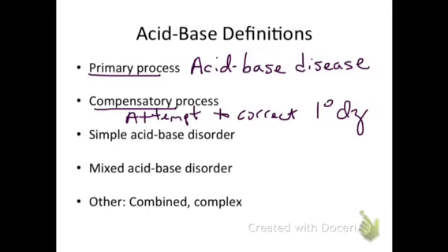For example, if there's a primary respiratory acidosis, then the metabolic system attempts to correct the blood pH by creating a metabolic alkalosis. A simple acid-base disorder is when there is only one primary acid-base disturbance. A mixed acid-base disorder is when there is more than one primary acid-base disturbance. Your notes also define combined and complex acid-base disorders, but you don't have to worry about those terms for this course.